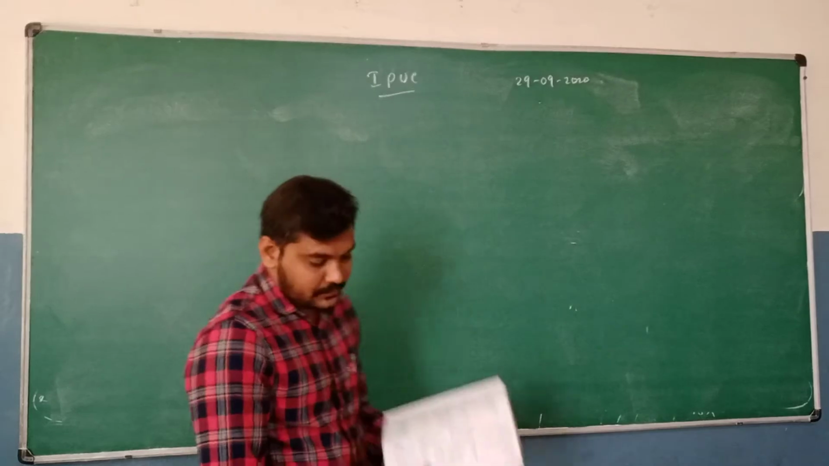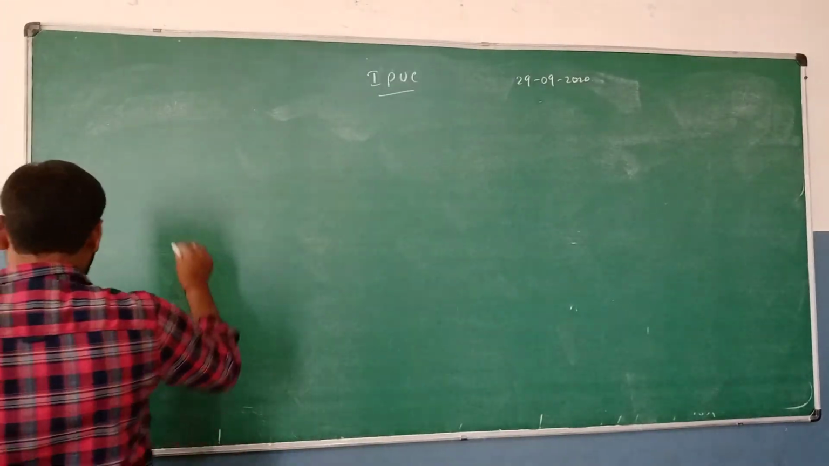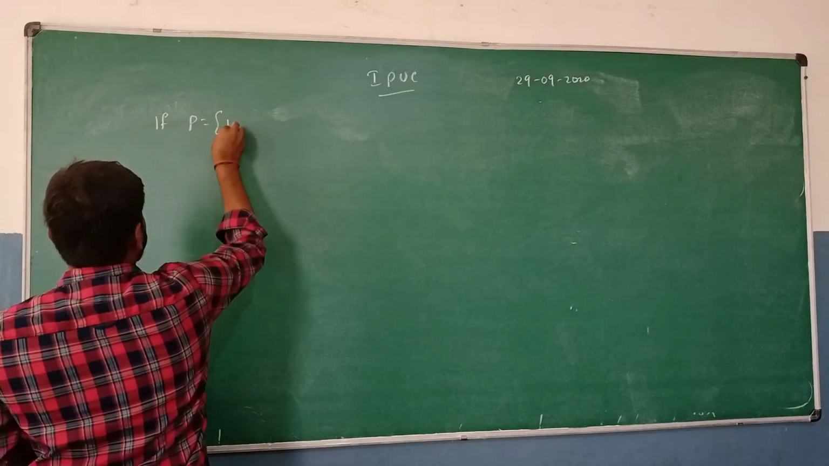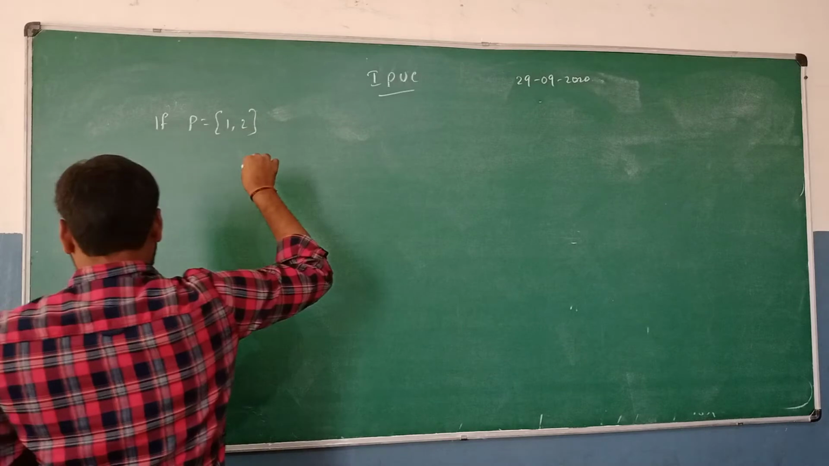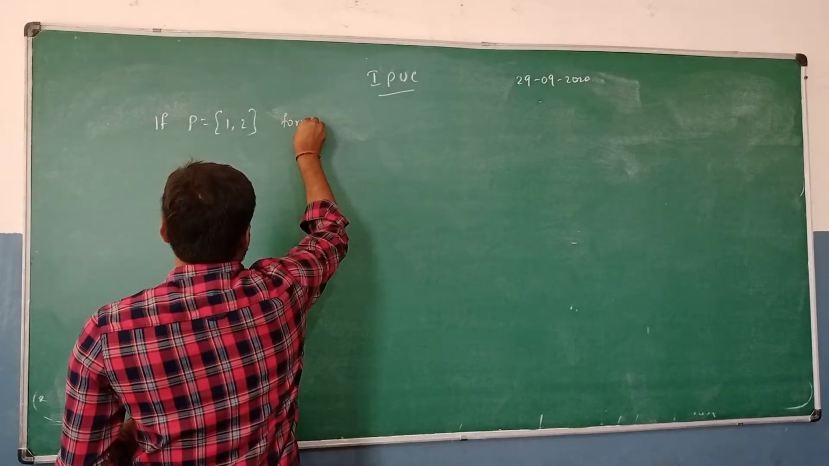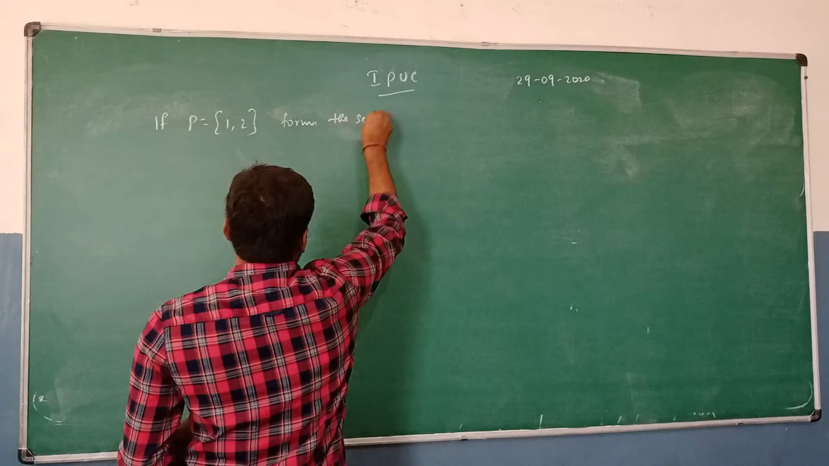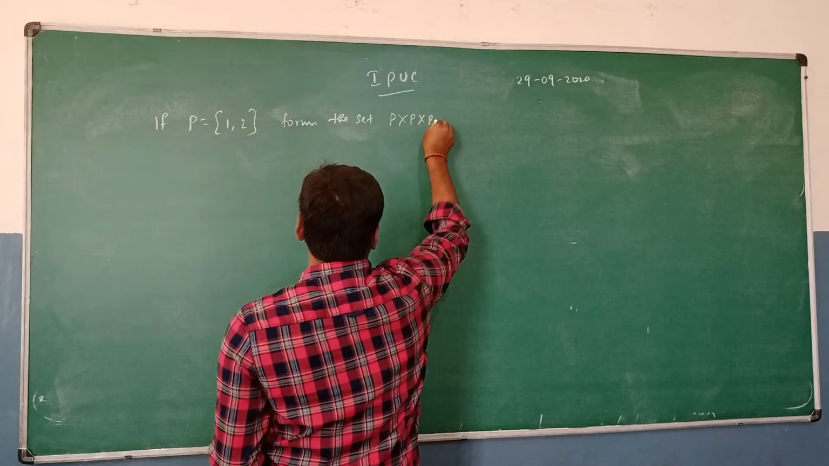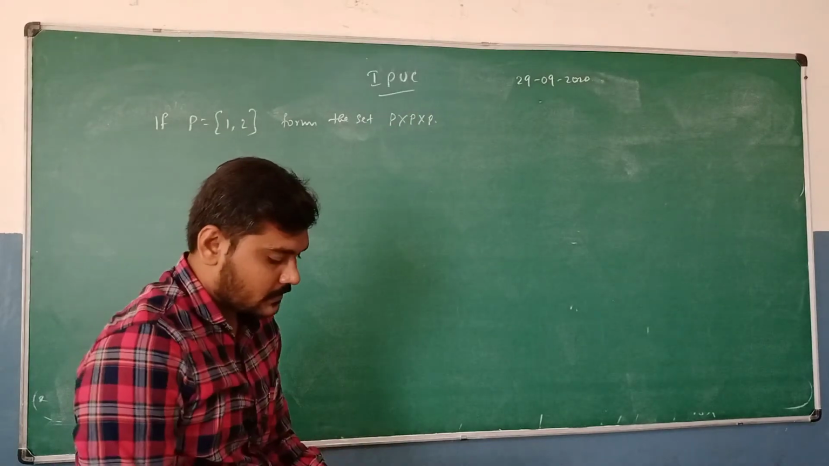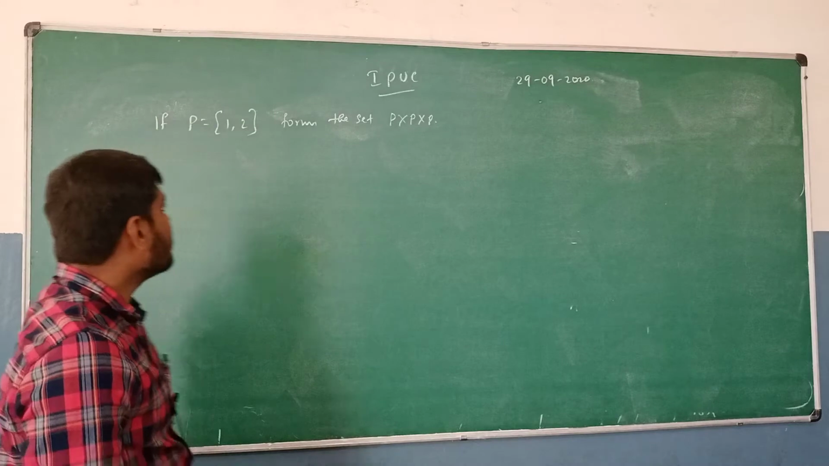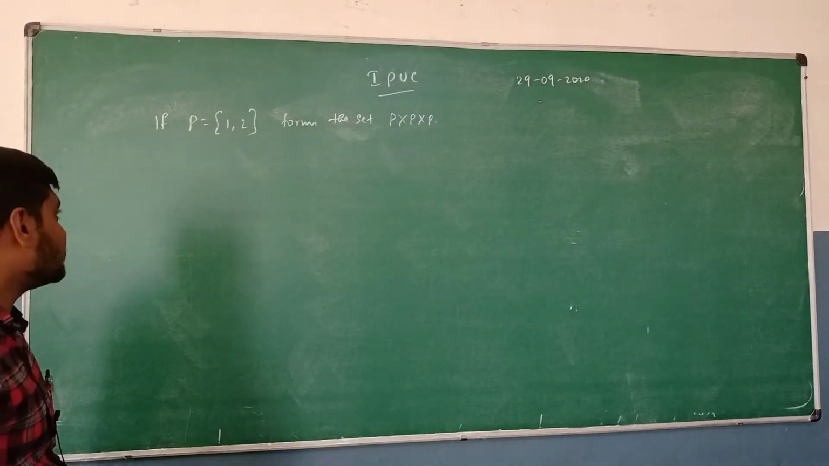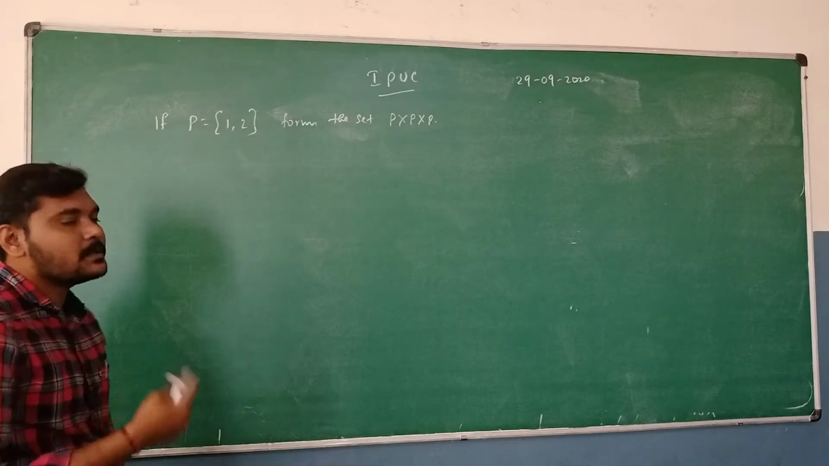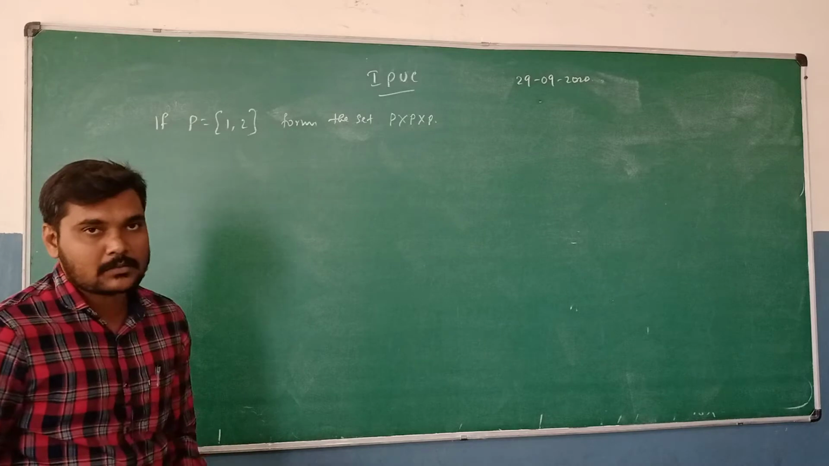the first problem in this video: if P is equal to {1, 2}, form the set P cross P cross P. Here the point to note is that they have given two elements in the given set P, so we need to form P cross P cross P.